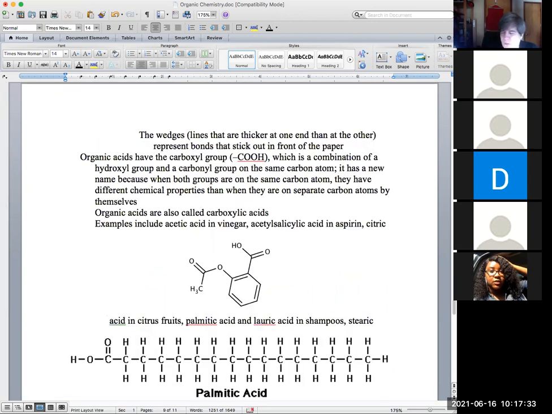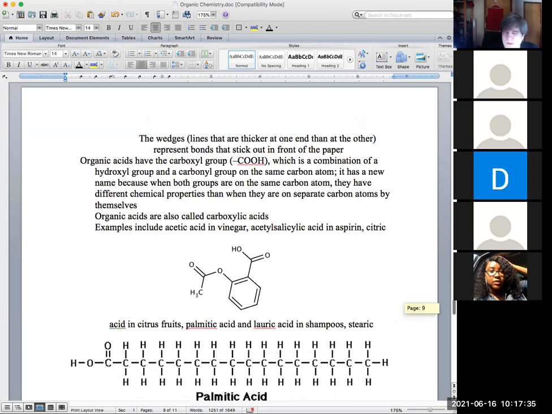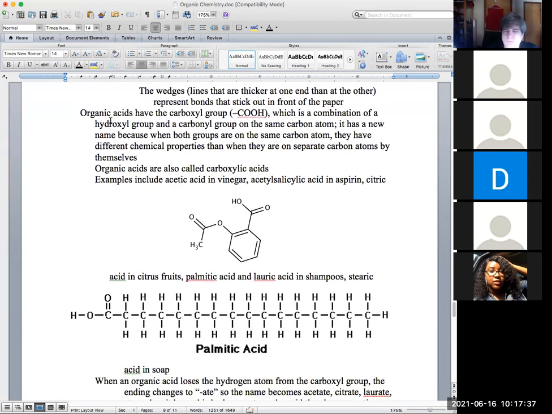In some cases, one way to draw them is more appropriate than another. Now, the next group of molecules we want to talk about is organic acids. And organic acids have the carboxyl group, COOH.